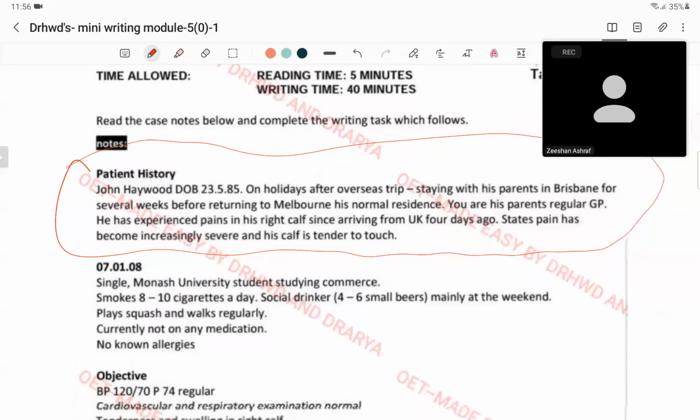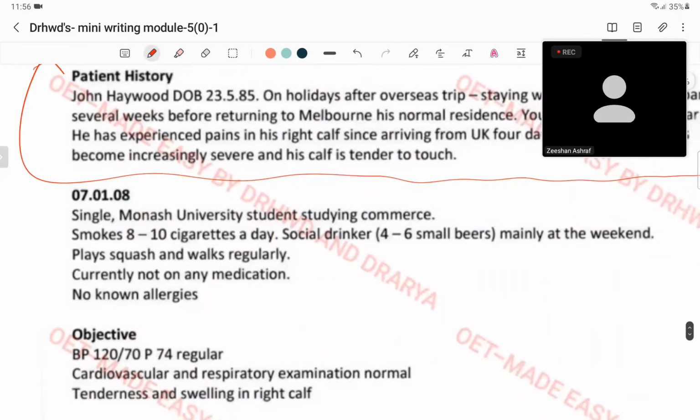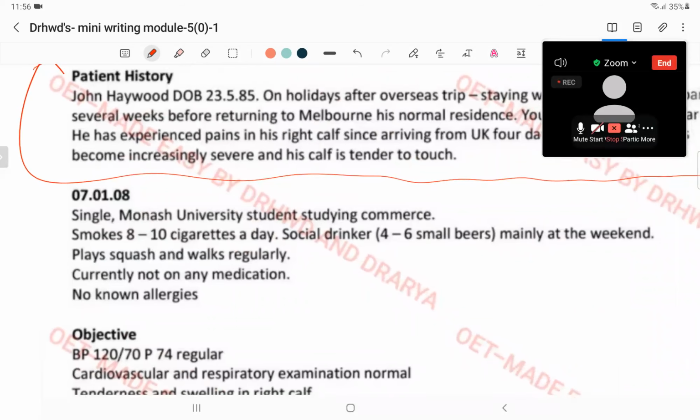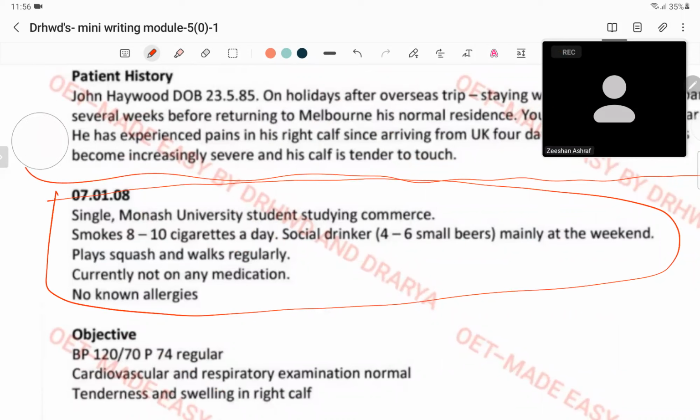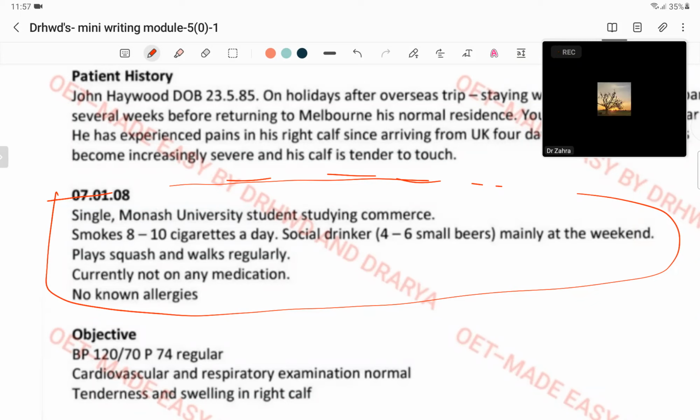Now let's read it. Dr. Moaz, can you read this? On 7th January 2008, single Monash University student studying commerce. What does that mean? Dr. Zahra, what does it mean? Ma'am, he is single, unmarried, and he is a student in Monash University, and he's studying commerce.